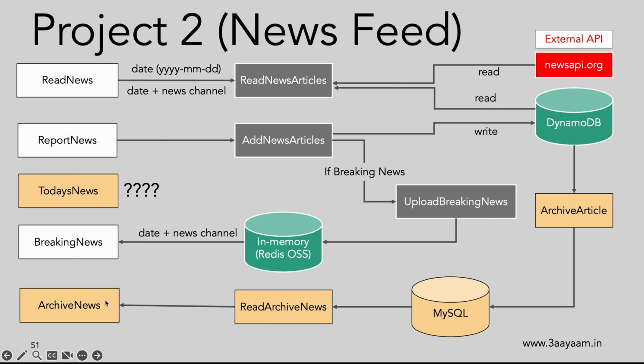And all of this would be implemented using EC2 instances. So what I'll do is use two EC2 instances. One would have read news articles, and the other one would have add news articles and upload breaking news. These would be in one EC2 instance, and read news articles would be in another EC2 instance.